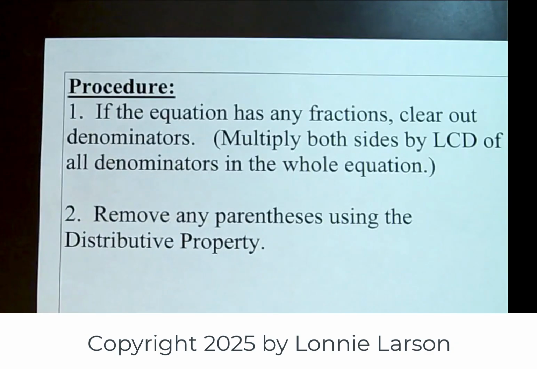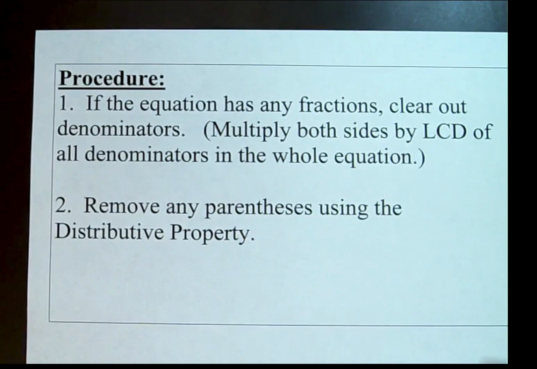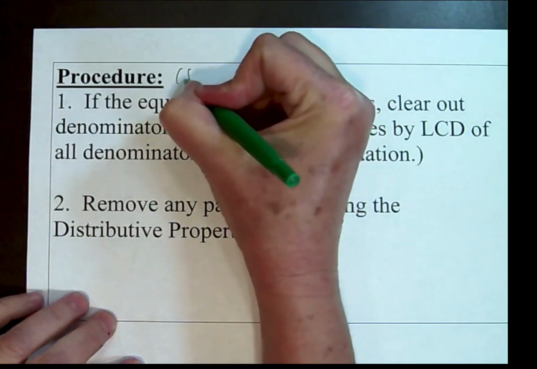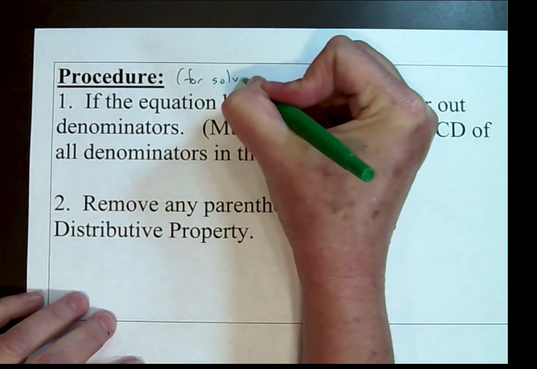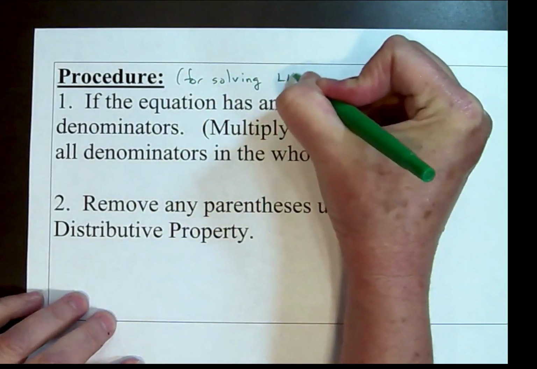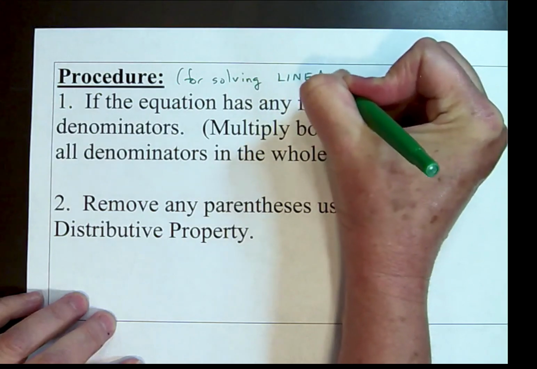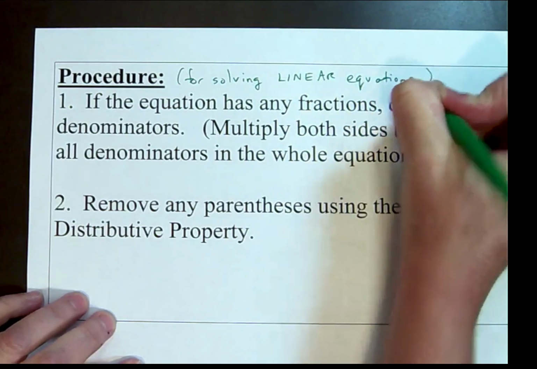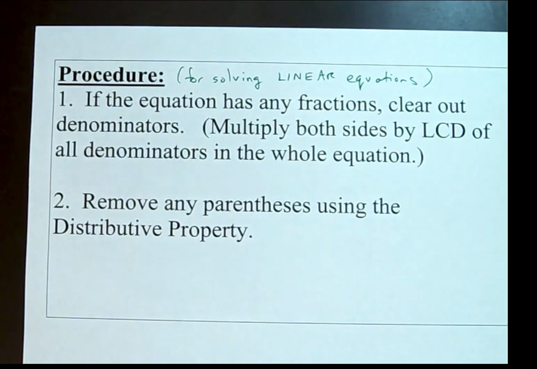Okay, so let's turn that basic principle into a procedure. So this is our procedure for solving linear equations. Okay, we'll have to develop some new procedures when we talk about equations that are not linear. But in this chapter, just linear equations.